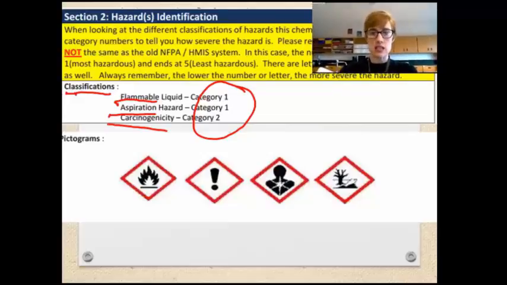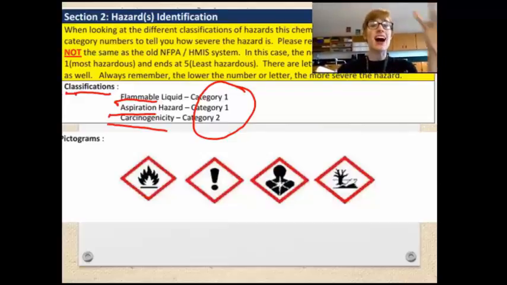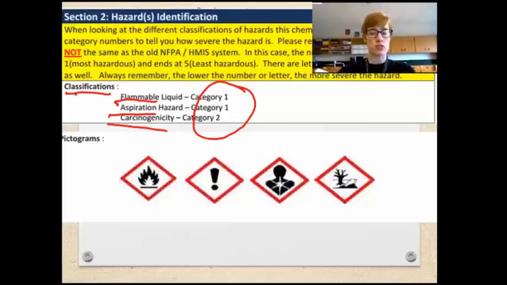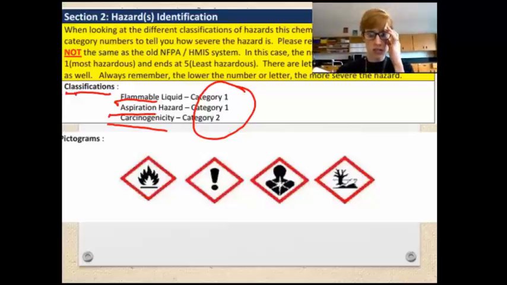0 is least serious, 4 is the most serious. These numbers down here are the opposite, which is so confusing, I know, but you just have to remember that on the actual SDS sheet in section 2, category 1 is the most hazardous, and category 5 is the least hazardous. It would be really nice if they kept the scale the same way, but you know, that would be obviously too easy for us. So they flipped them around.